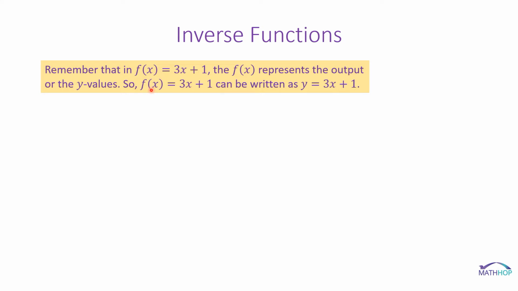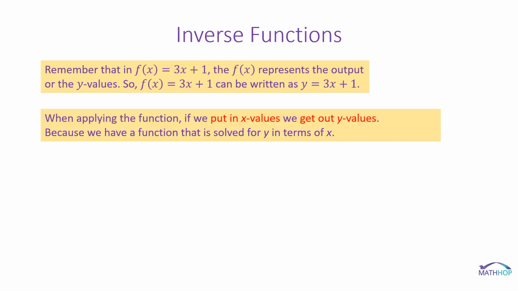Like you were telling somebody, hey, if you're going to do the vertical line test, don't bother. I already did it. This thing's a function. So remember for this that f of x and y are interchangeable. When we apply the function, we put in x values, we get out y values, right? Because we have a function solved for y in terms of x. Look at that. We have y equals 3x plus 1, where our y values change depending on what we put in for x.